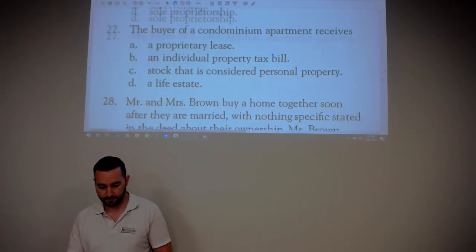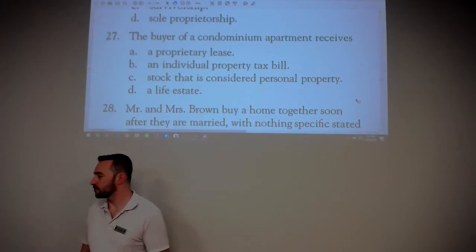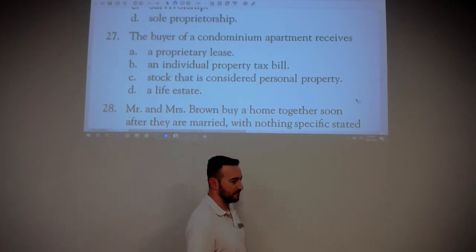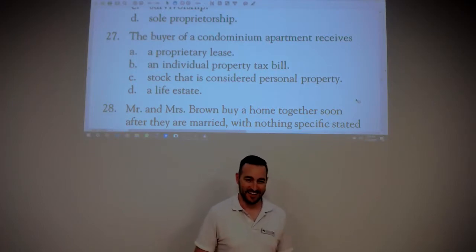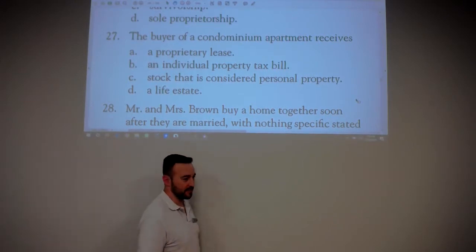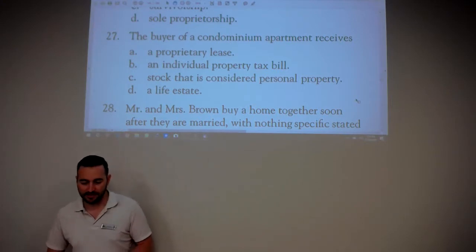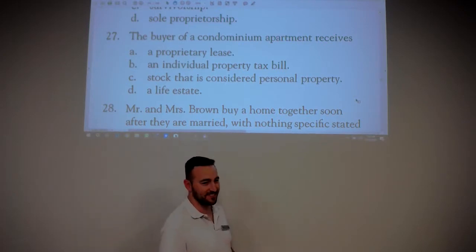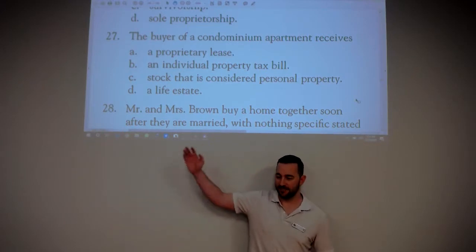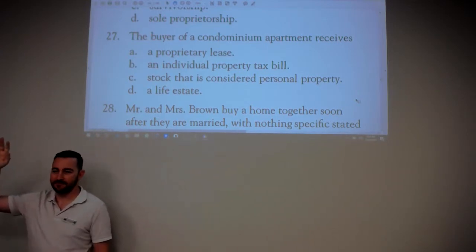Next, 27. It says the buyer of a condo apartment. What page are we at? Sorry. 312. Okay. 27. The buyer of a condominium apartment receives: A, a proprietary lease, B, individual property tax bill, C, stock that is considered personal property, or D, a life estate. Who says A? Raise your hand. Who says B? Raise your hand. C. D.